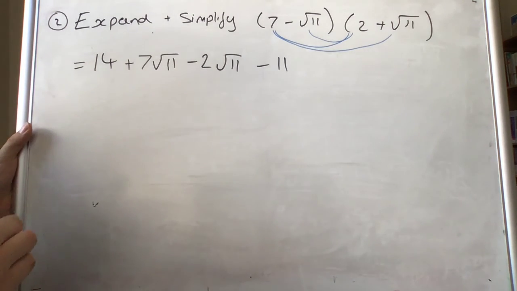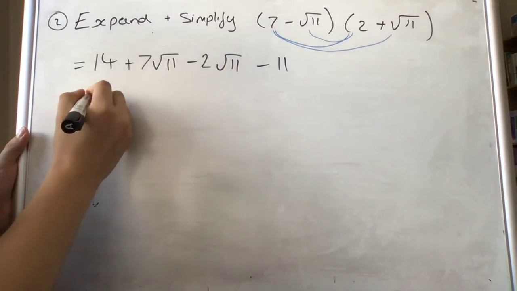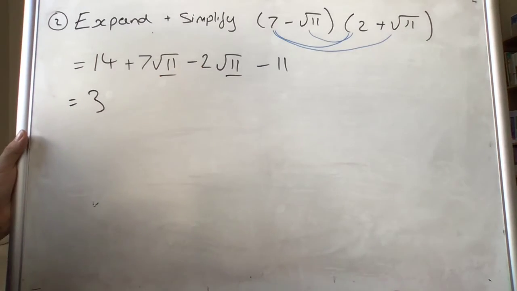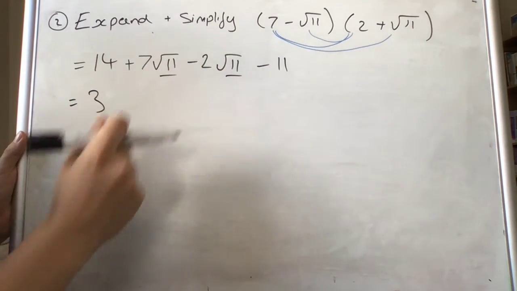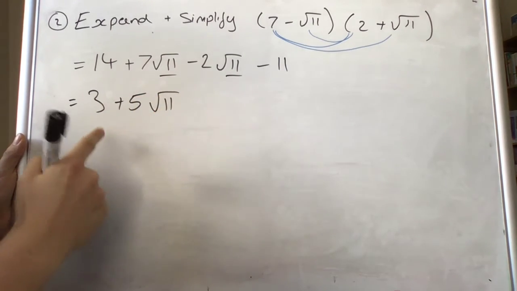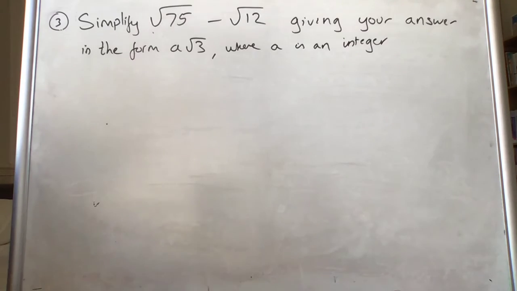Now let's collect the like terms here. So we've got 14 minus 11. So 14 minus 11 gives us 3. And then these have got the same endings here. So we just need to do 7 minus 2 gives us positive 5. And therefore we get 3 plus 5 square root 11. And that is our final answer.